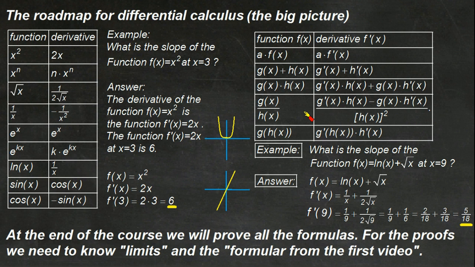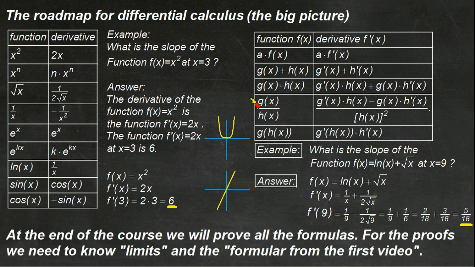The second thing we will learn is to find the slope of a more complicated function. More complicated means the function is, for example, the sum of two other functions, or the product of two other functions, or the quotient of two other functions, or the chain of two other functions.